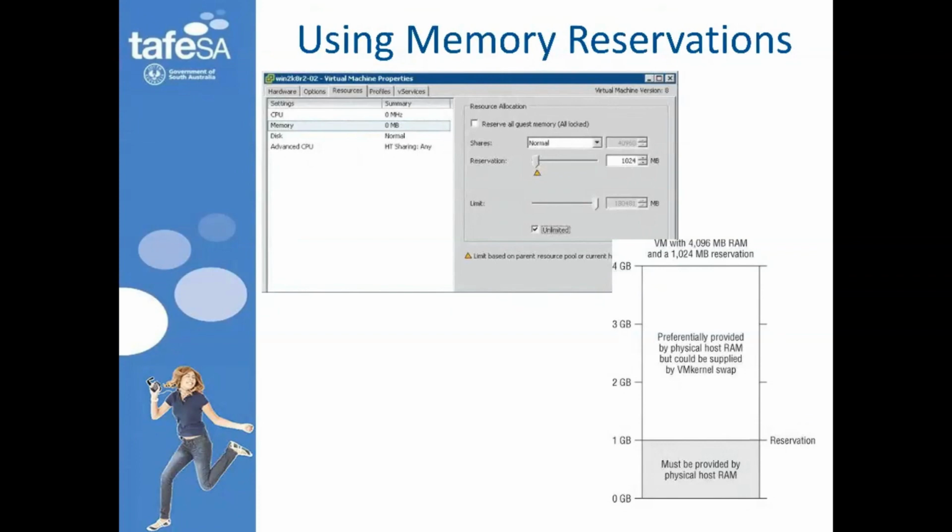Don't worry about everything else, the limits or the shares. Set to 1 gig. So what does that mean? If this virtual machine is turned on, it needs 4 gigs. I think the virtual hardware is configured with 4 gigs. So if it needs all 4 gigs, it means that this first 1 gig must be in RAM, but these other 3 gigs, if the host has plenty of RAM, no problems, it will be physical RAM. But if the host doesn't have enough RAM, then these will be part of the hypervisor swap file, the virtual memory.